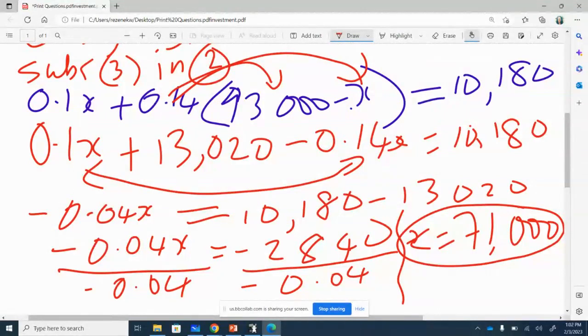And then if he is going to invest 71,000 out of 93,000 at a return of 10%, what amount of money is he going to invest in the 14%? 22,000. Do you agree? Yeah. So you should be able to explain that. So this investor should invest 71,000 in a 10% rate of return and 22,000 in a 14% rate of return. Is this question clear?